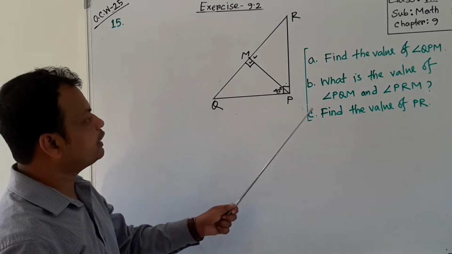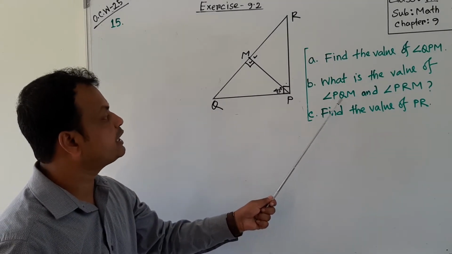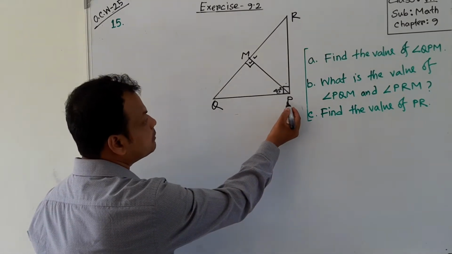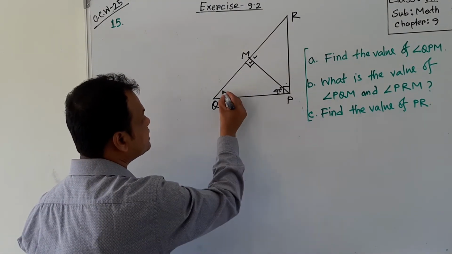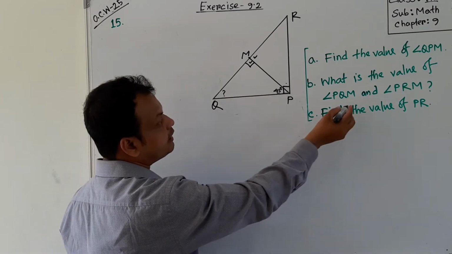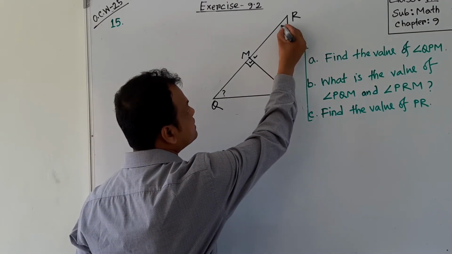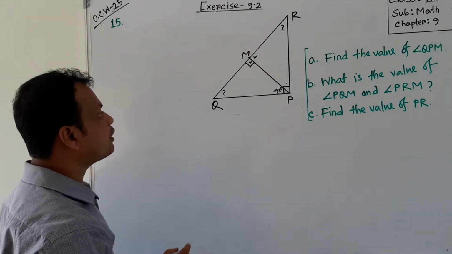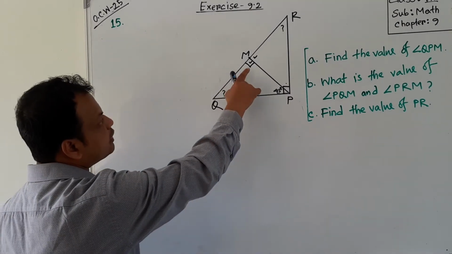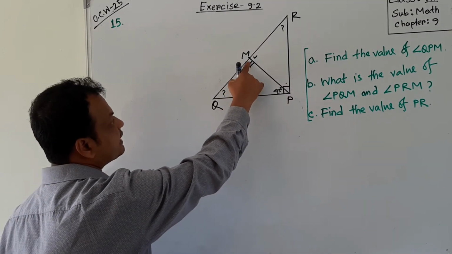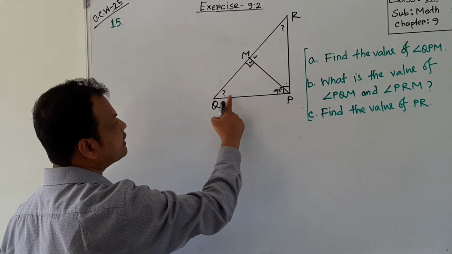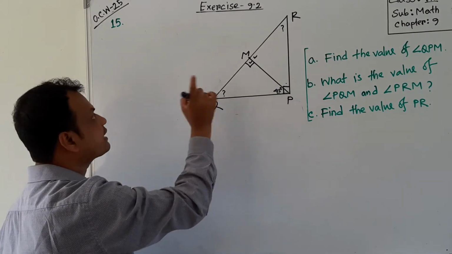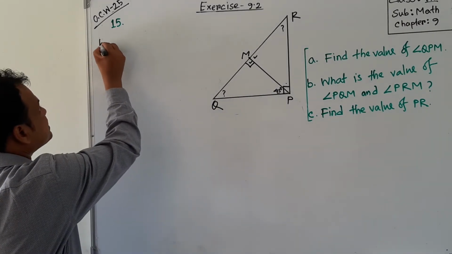In B number question, we have to find angle PQM. That means this angle's value we have to find, and PRM, that means this angle's value we have to find. So for this, look here, we have got this angle's value 90 degrees, this one is 45 degrees. So we can find the value of this angle. So how can we write the answer?